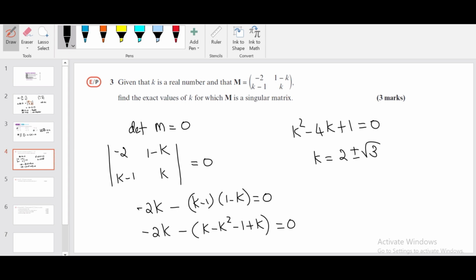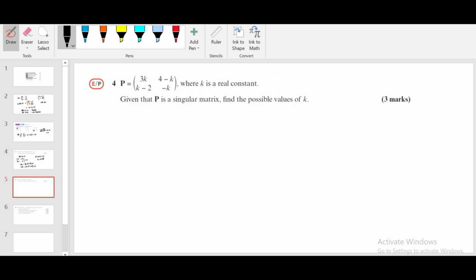There are two values for k, understand? You can copy them later. I'm going to move on to the next question. It's the same as the previous one.